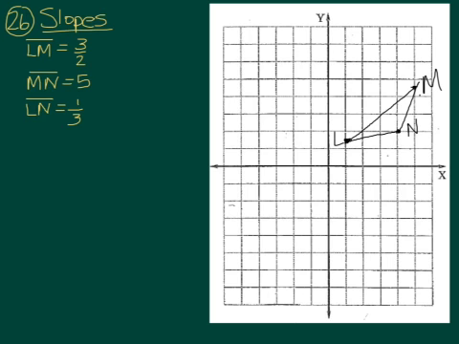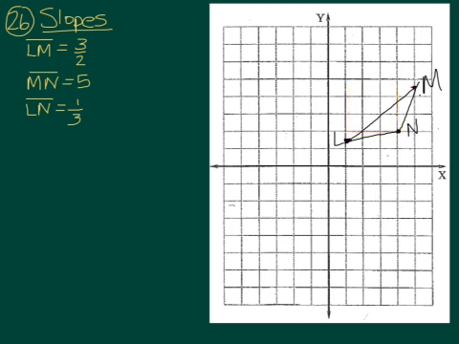To find my slopes, since these are graphed, I could do rise over run. For LM, if I started at L, I would rise 6 and run 4. So 6 over 4 reduces to 3 over 2. For MN, if I started at N, I would rise 2, 4, 5 and run 1. So the slope is 5 over 1. And for LN, if I started at L, I would rise 1 and run 3, so the slope is 1/3.